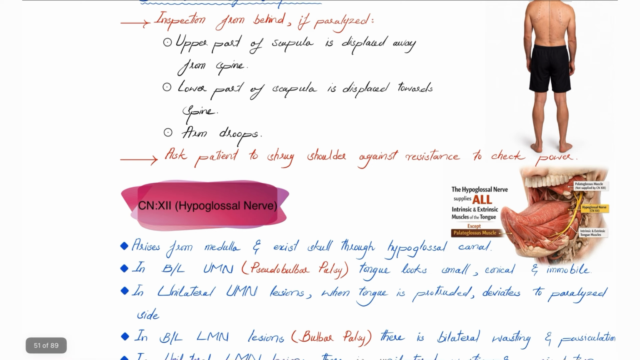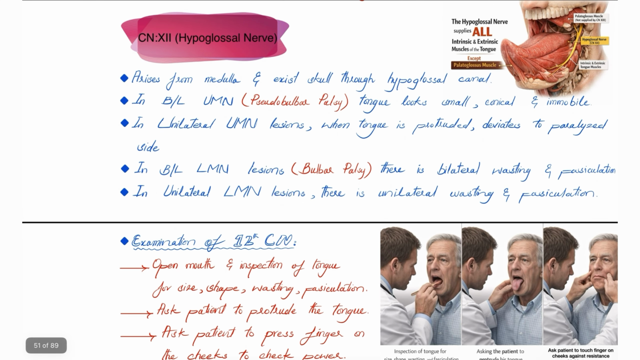Now the last cranial nerve, which is the 12th cranial nerve, is the hypoglossal nerve. It arises from medulla and exits skull through hypoglossal canal. In bilateral upper motor neuron lesions such as pseudobulbar palsy, tongue looks small, conical, and immobile. In unilateral upper motor neuron lesions, when tongue is protruded, it deviates towards the paralyzed side.